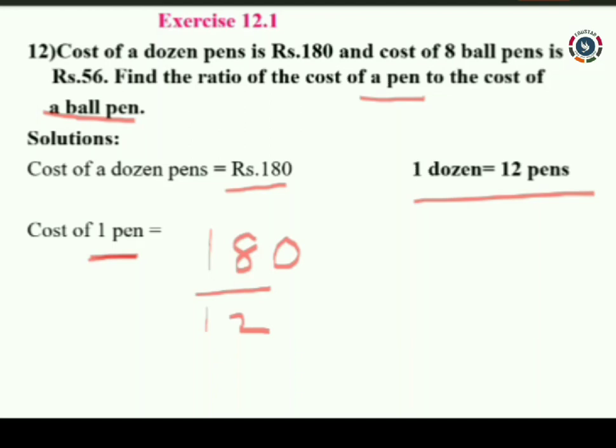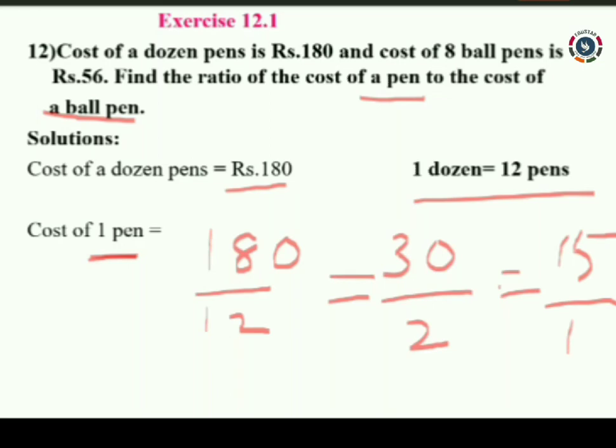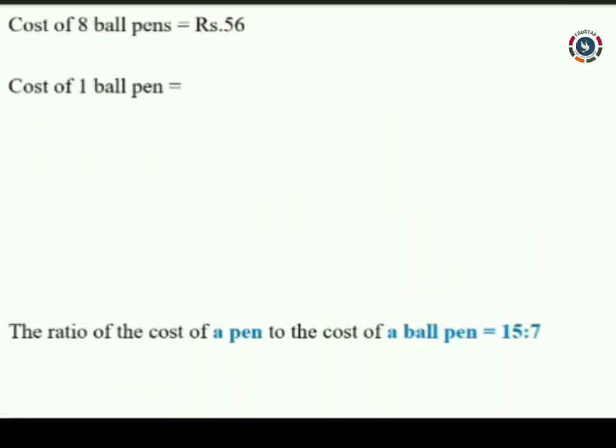Now we are going to find 1 pen, right? So both numbers will be divisible by 6. You will get the answer as 30/2. Next both will divide by 2. You will get the answer as 15/1. So cost of 1 pen is rupees 15.